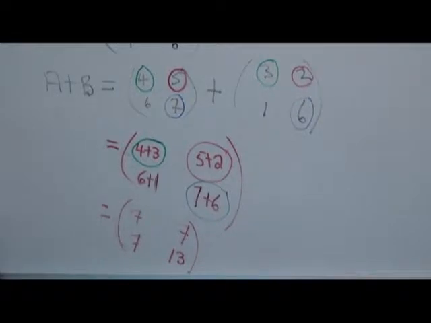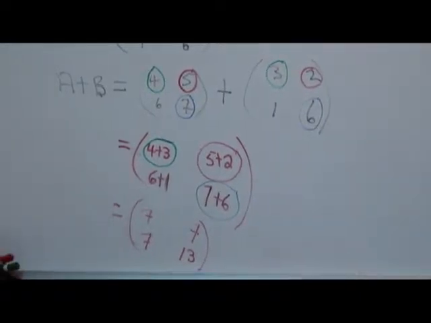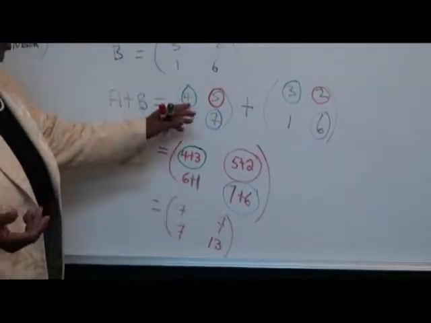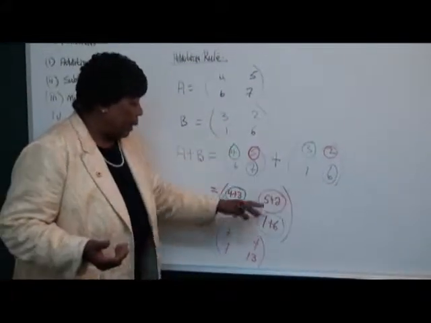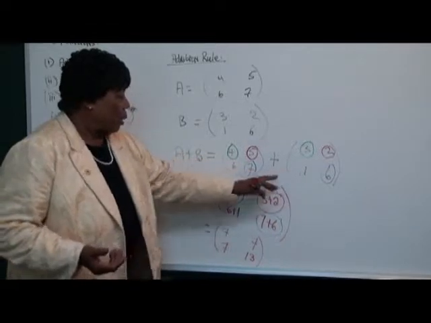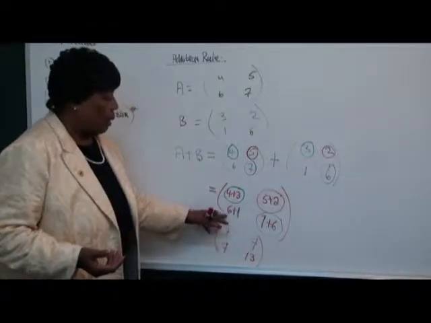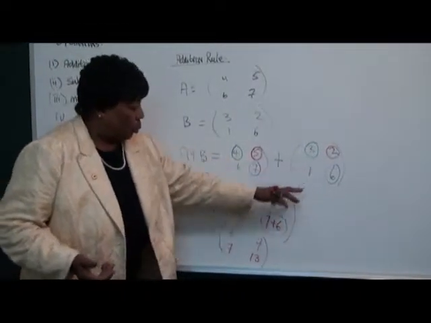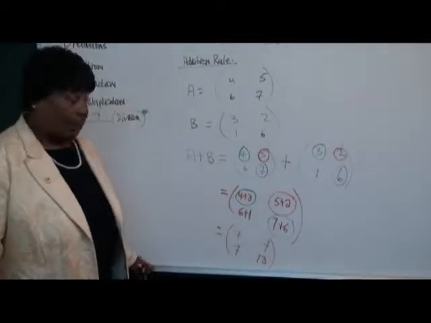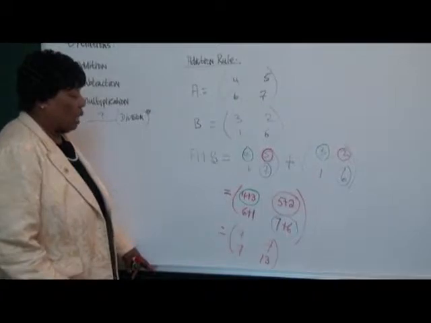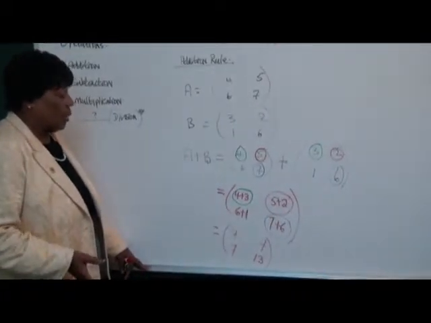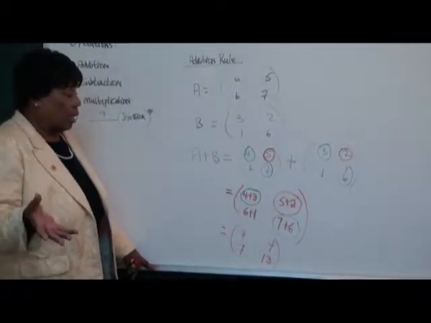Even to emphasize for them, we give them colors. So our greens with our green, red with red, the plain ones with plain ones, and our blues with our blues. And then we just add them. And you're getting 4 plus 3 is 7, 5 plus 2 is 7, 6 plus 1 is 7, and we have our 7.